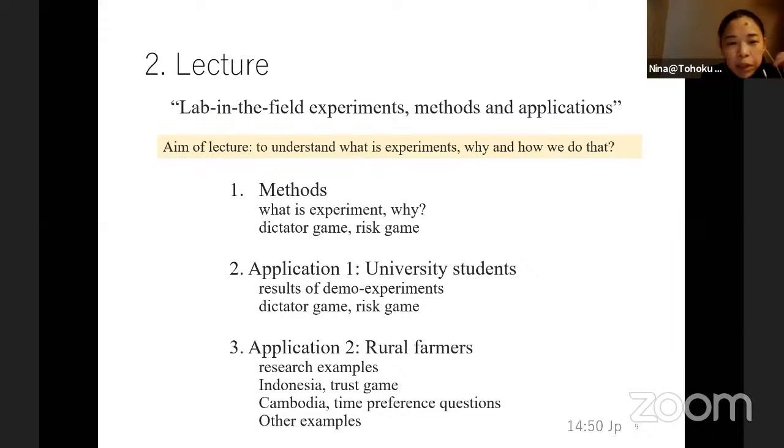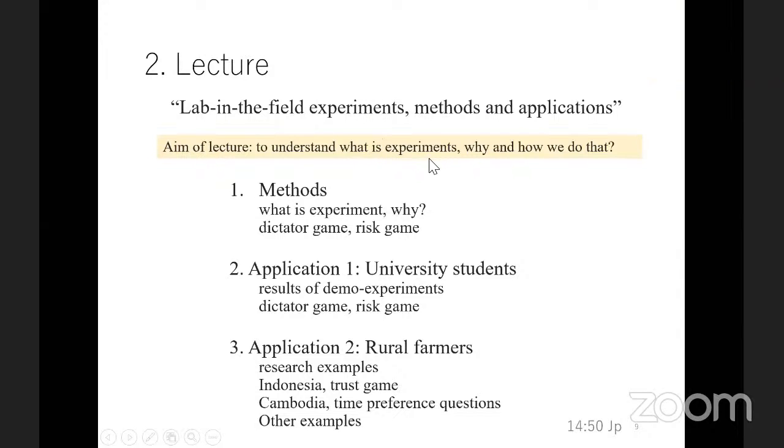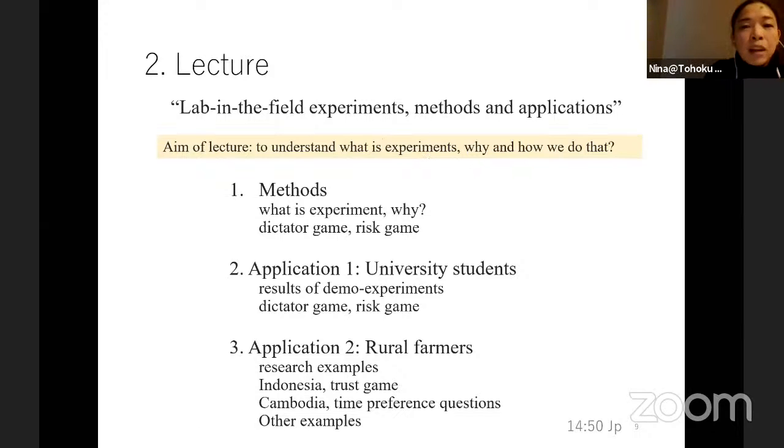Okay, continue. The aim of the lecture is to understand what an experiment is, why we have to do experiments, what the benefits are, and how we conduct an experiment. The outline is: first I introduce the methodology itself, showing examples of the Dictator game and this game. As an application, I will show the results of your answers of the demo experience and compare the Indonesian side and the Japanese side about the Dictator game and this game. After that, as far as I have time, I will share information about experiments with rural farmers. Research examples are from Indonesia, where we did a trust game, and Cambodia, where I did time preference questions. I will show what that is.